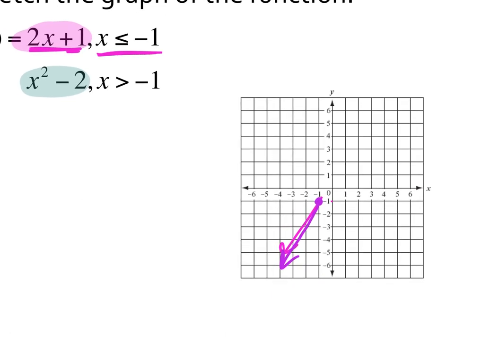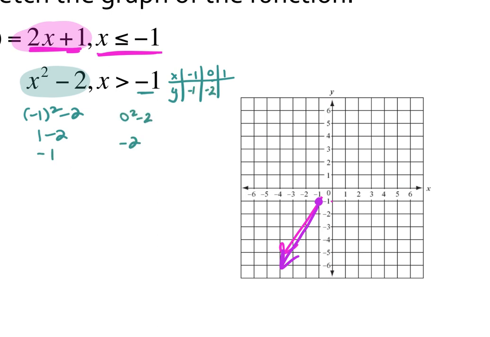And then for the second one, I'm going to use a t-chart. I'm going to start at negative 1 and then go greater than negative 1, so 0 and 1. I get negative 1 squared minus 2, 1 minus 2, which is negative 1. I get 0 squared minus 2, which is negative 2. And I get 1 squared minus 2, which is 1 minus 2, or negative 1. At negative 1, I get an open dot. 0, negative 2, 1, negative 1, and I know it's a parabola, so my shape is going to look something like that.